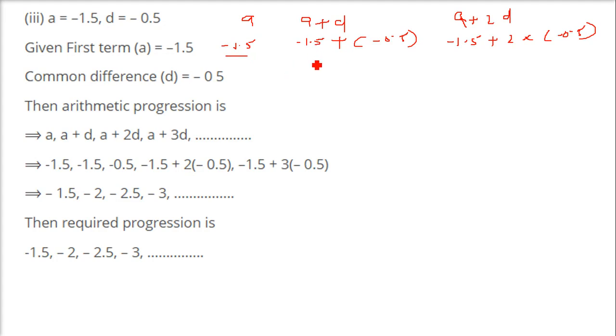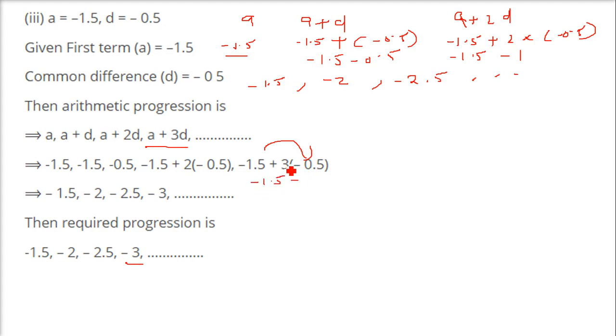This is minus 1.5. What will this be? Minus 1.5 minus 0.5. So this will be minus 2. This is minus 1.5 plus 2 into minus 0.5. So this will be 2 into 0.5, which is 1. So it will be minus 1. So minus 1.5 minus 1 is minus 2.5. Likewise, you will get the other values also. You just have to do A plus 3D, that is minus 1.5 plus 3 into minus 0.5, and 3 into 0.5 is 1.5. So minus 1.5 minus 1.5 is minus 3.